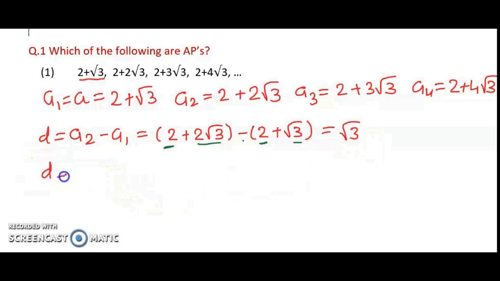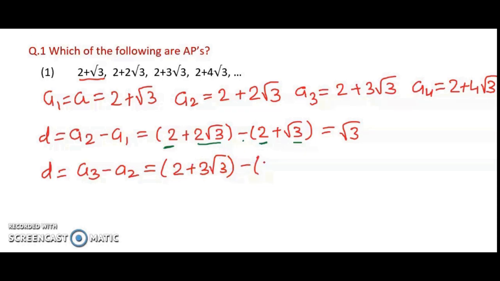Same way, if you find out the difference between third term and second term, so you can see your third term is 2 plus 3 root 3 minus second term is 2 plus 2 root 3. If you do the subtraction here, 2 minus 2 becomes 0, and 3 root 3 minus 2 root 3. So you'll get the answer root 3.